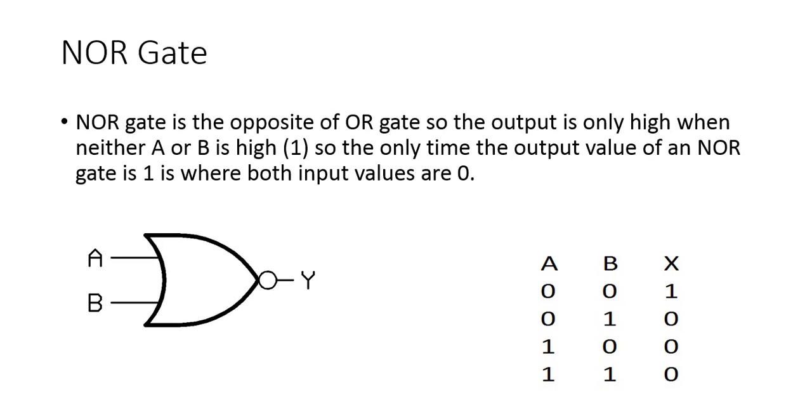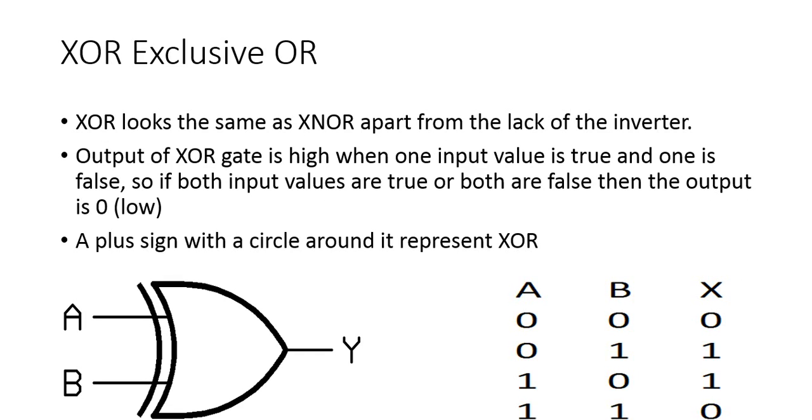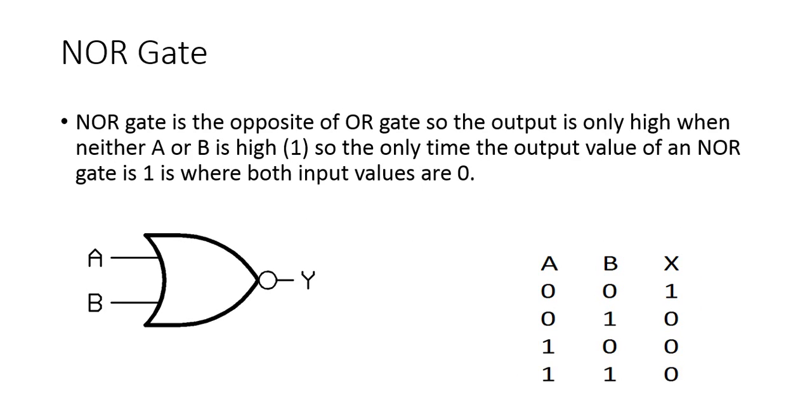Okay, so hi everyone. This is my second part on logic gates, and for this tutorial I'm going to be explaining, I think it's XOR or NOR, XNOR and XOR, and just saying what they do and what they are.